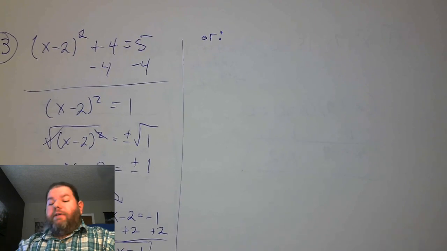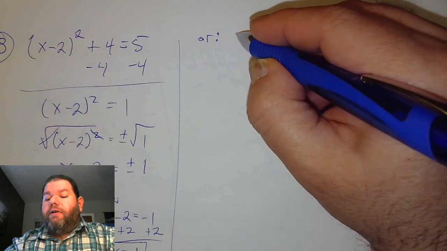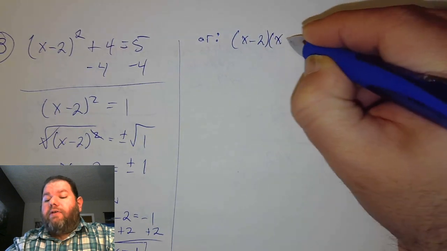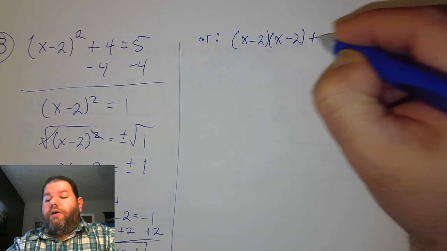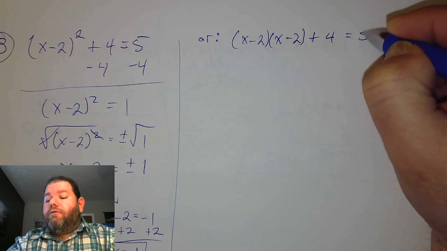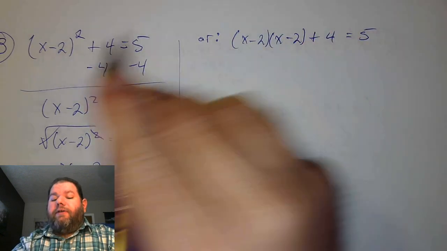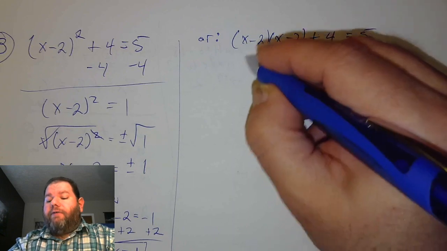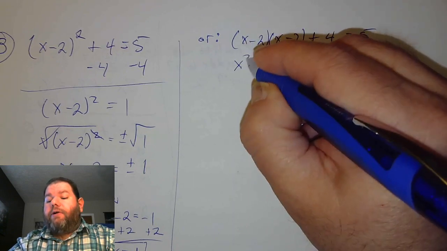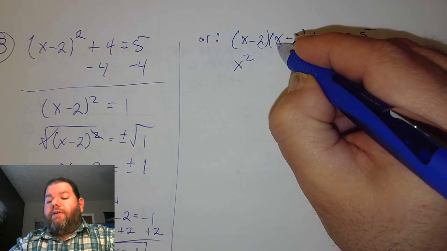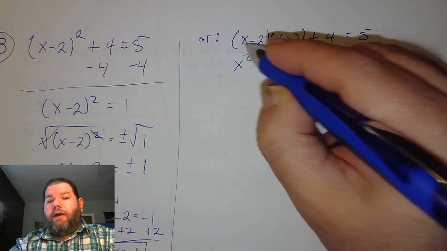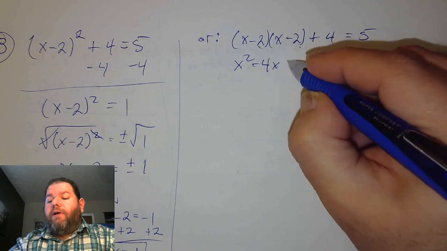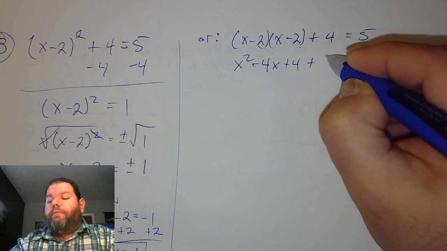So we're taking that same equation, but what I see others try, and this is fine, it just requires a little more work, I think. Since it's x minus 2 squared, we go ahead and multiply it times itself. So x times x is x squared, minus 2x inside, minus 2x outside, so minus 4x. Minus 2 times minus 2 is plus 4.